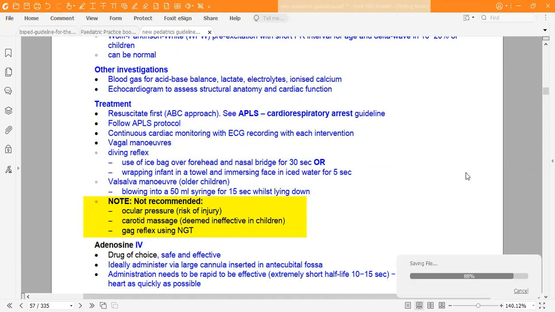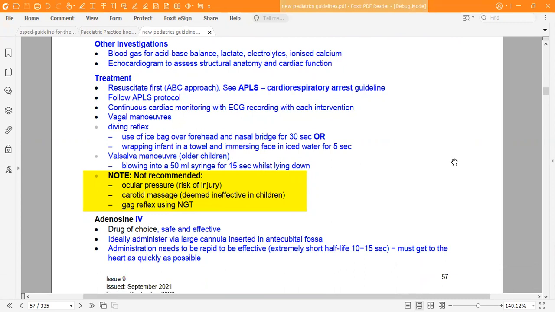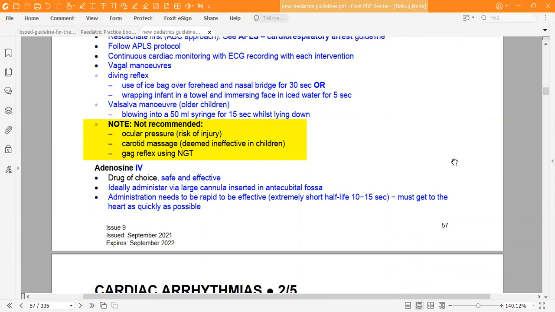So this is what we call how to manage or how to treat the SVT. So don't attempt to do ocular pressure, no carotid massage, no gag reflex by NGT. Okay, the second step, the adenosine IV.